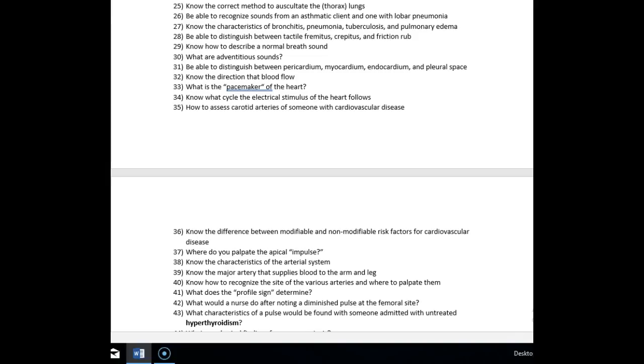Know the direction that blood flows. I already went over that. I don't want to keep saying the same things over and over again. But remember we talked about the direction of the blood flow through the heart.